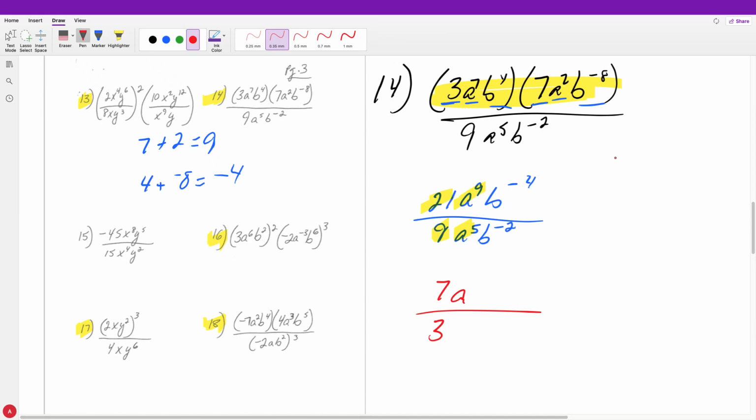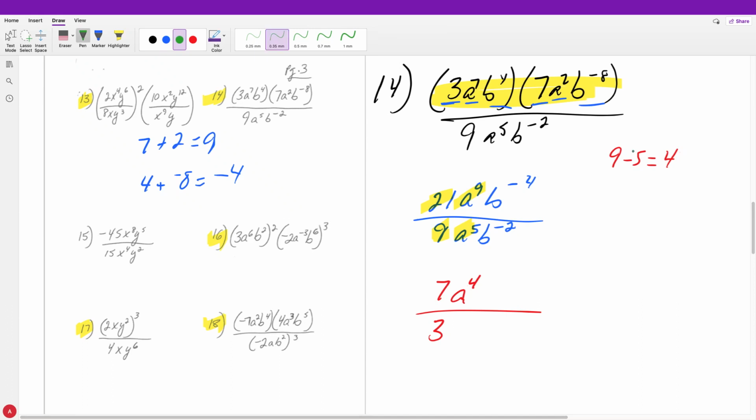Our rule is when we divide, we subtract our powers. So 9 minus 5 gives me 4. So I have an A to the power of 4 left over in my numerator. And then remember, even though for B right now they're both negative exponents, it doesn't matter, we still are applying the same logic as we were before.